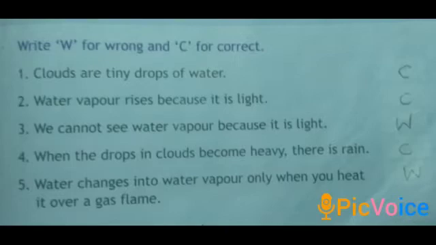Then third one, we cannot see water vapor because it is light. Is it true? No. We cannot see the water vapor, it is colorless. So we write W. Then fourth one, when the drops in clouds become heavy, there is rain. Is it correct? Yes. When the tiny drops of water in clouds join up, they become heavy and they fall as rain. So you write C. Fifth one, water changes into water vapor only when you heat it over a glass flame. Is it true, children? No, it is wrong. So you write W.